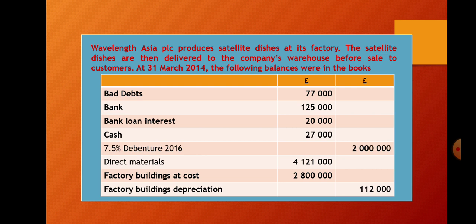Factory buildings at cost is 2,800,000, which is a non-current asset and should be shown in the statement of financial position. But the depreciation for the current year should be calculated and shown as cost of revenue under the expenses. There is also factory building depreciation which has been accumulated in the previous years, which should be adjusted when you are calculating the carry-over value of the factory buildings, that is net book value.